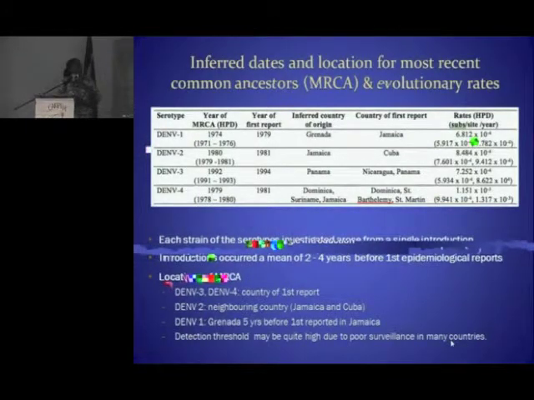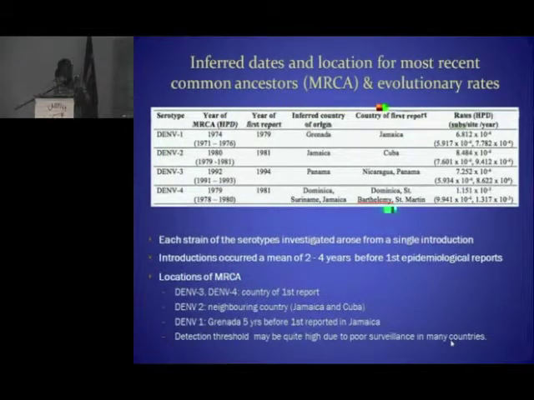In the case of dengue 3, if we move down, the year of first report is 1992, but from the genetic data, the most recent common ancestor for those viruses existed since 1992. And we've correctly inferred Panama as the location where the first virus existed. The countries of first report from epidemiological reports are Nicaragua and Panama. So this is the type of thing that you're able to do with genetic data.